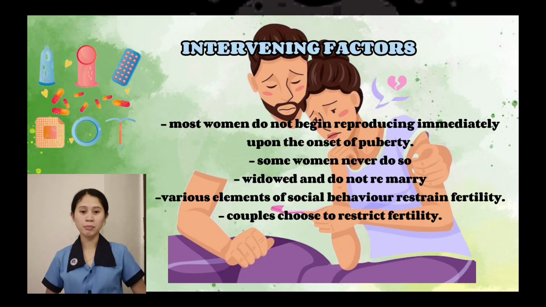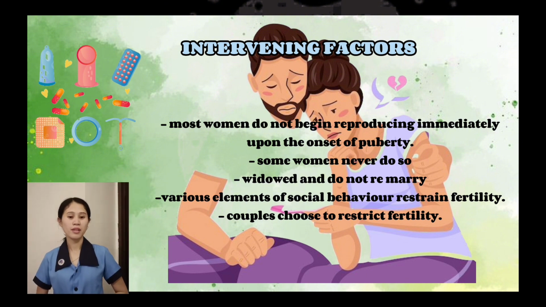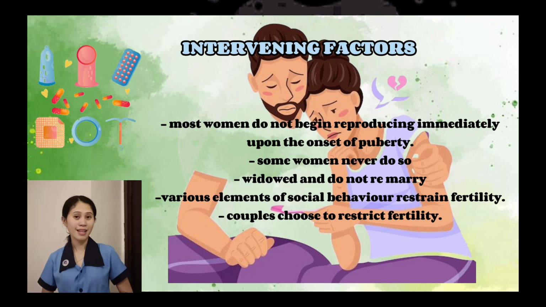Their difference is determined by several intervening factors. First, most women do not begin reproducing immediately upon the onset of puberty, which itself does not occur at a fixed age. Second, some women with the potential to reproduce never do so. Third, some women become widowed and do not remarry. Fourth, various elements of social behavior restrain fertility. And lastly, many human couples choose consciously to restrict their fertility by means of sexual abstinence, contraception, abortion, or sterilization.